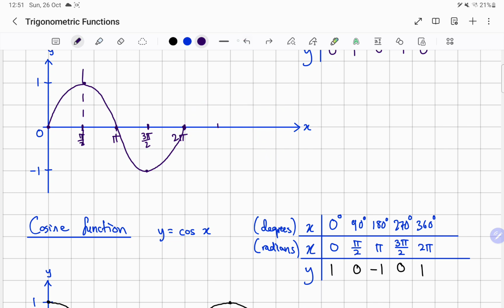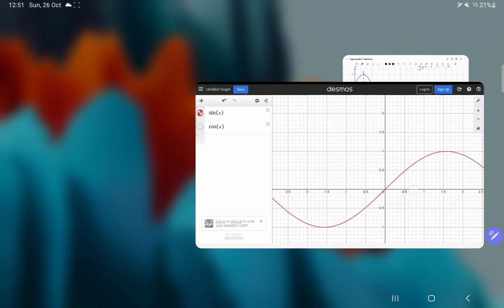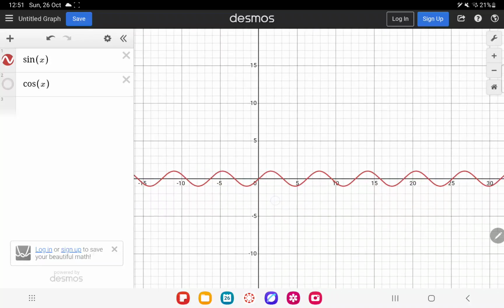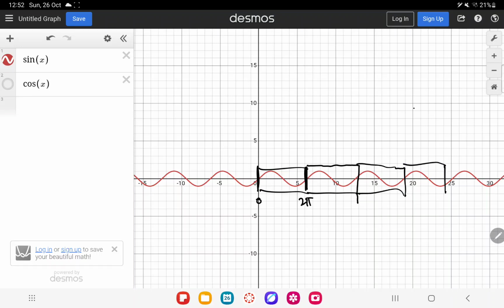As you can see, the sine graph has one cycle, which is this part that we drew just now. This is 0, this is 2 pi. And then this is another cycle, and then this is another part. Every 2 pi it repeats. So this is 4 pi, this is 6 pi, and so on.